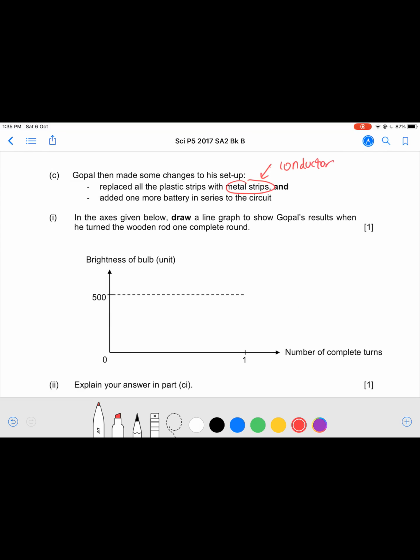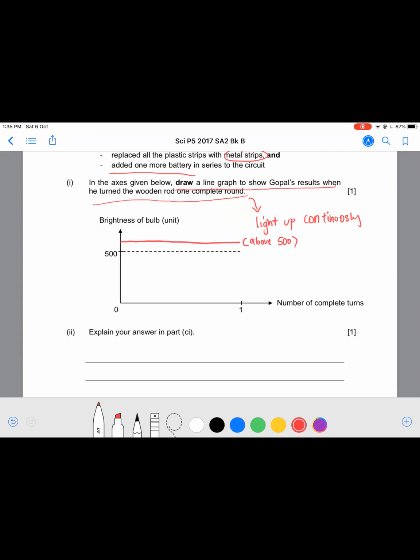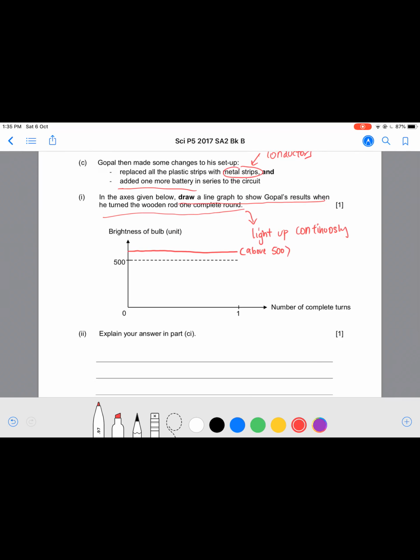So since there's no more plastic, it's going to light up continuously, right? Because this is a conductor of electricity. It's going to be throughout. And he added one more battery in, which means that now the brightness is going to increase, right? So your answers will be anything that remains constant and above 500. Okay, so if you have drawn a line that is straight and that's above the dotted line, you are already correct. And explain why. Okay, now you will need to explain for two parts.